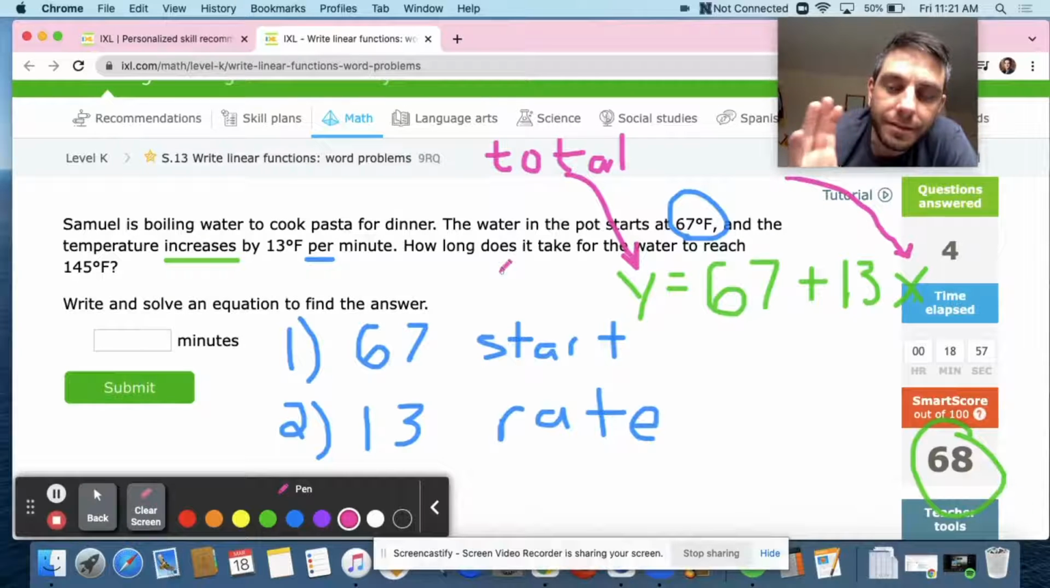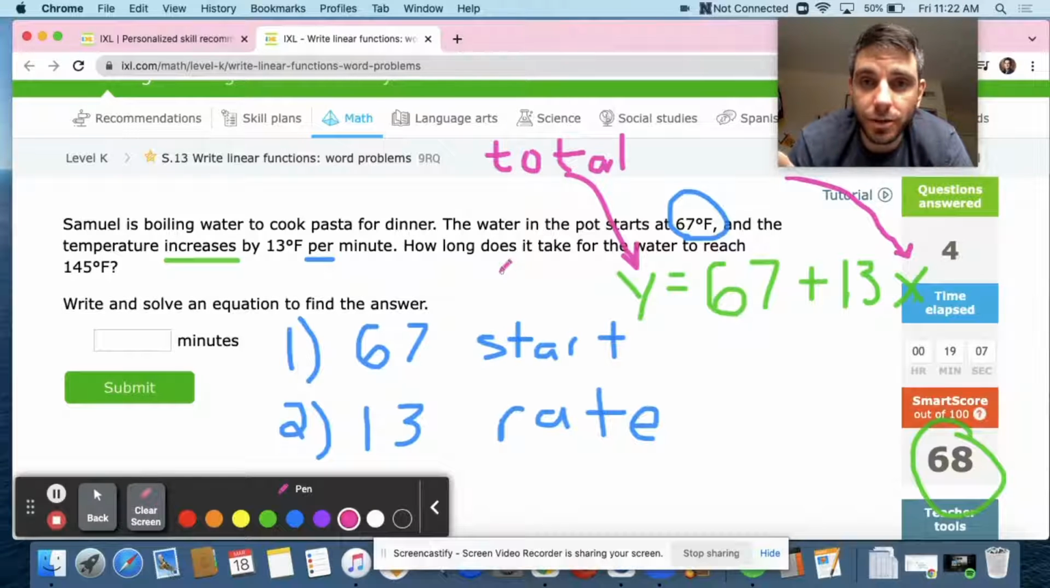So that's one way that you can wrap your head around the meaning of the letter y and the meaning of the letter x, even if they don't tell you in the question. Like in this one, they don't describe the letters y and x for us, but we've identified that the temperature changes based on how long this water's been heating up. So those are two variables. So we use letter y to represent a total, in this case the total temperature, and the letter x meaning how much time passes by.